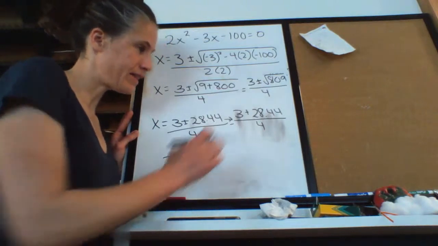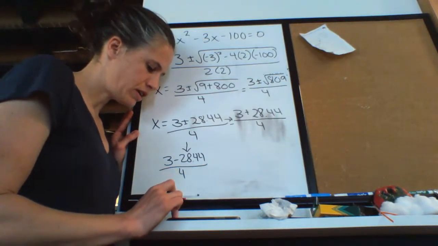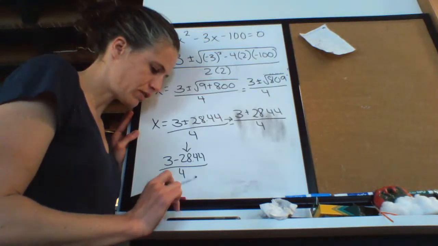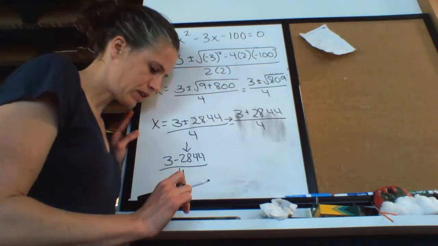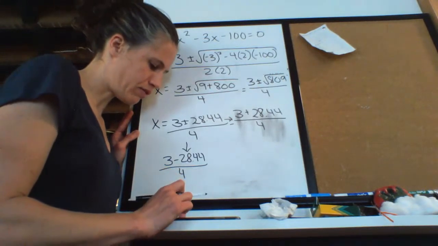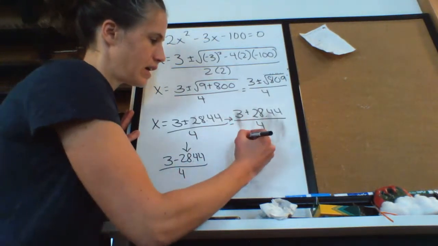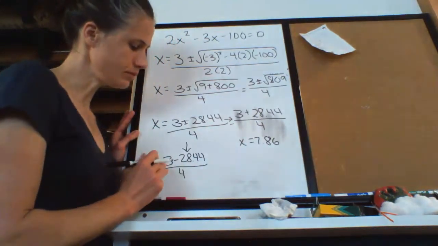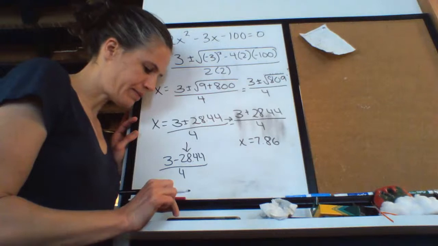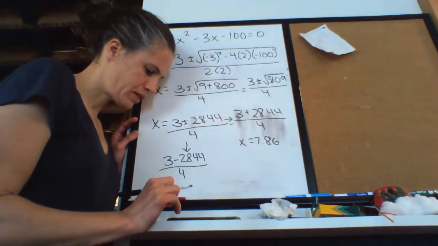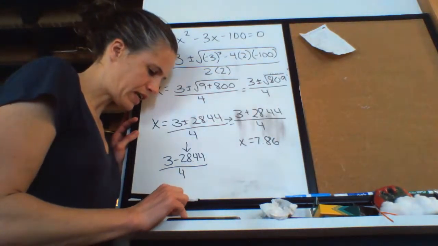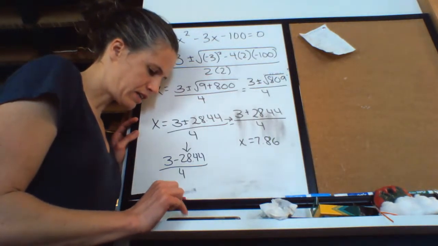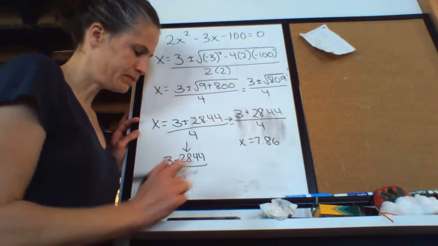Here, I'm going to add this together. So I'm going to do 3 plus 28.44 and then divide that by 4. So I get x equals 7.86. And then if I do this one, 3 minus 28.44 and divide that by 4.